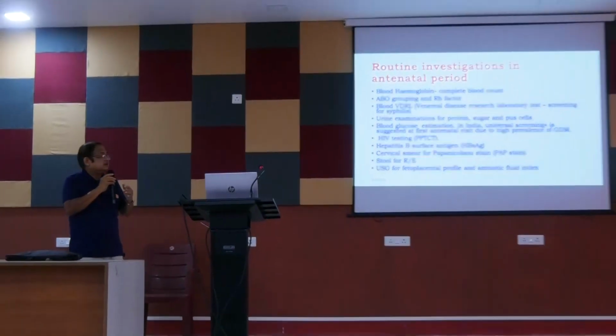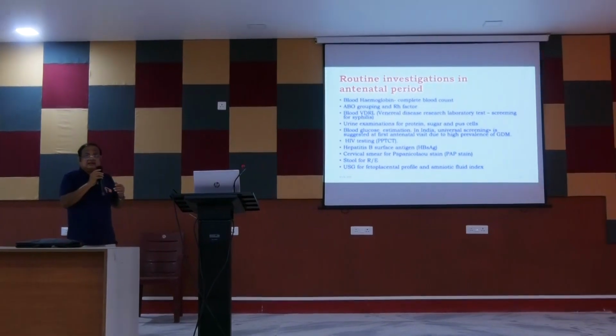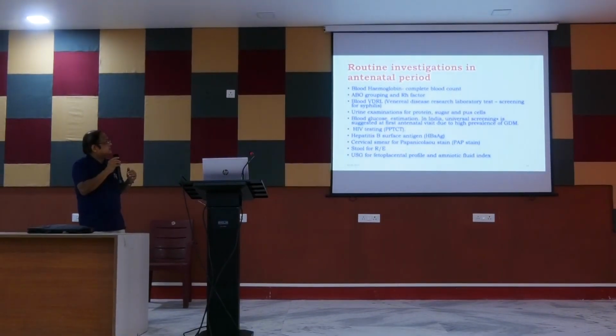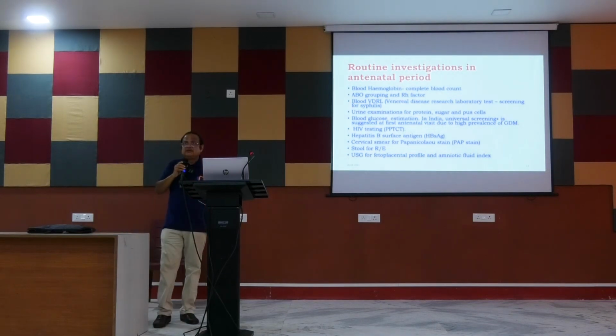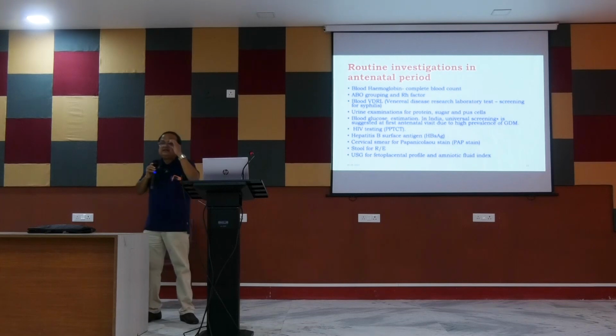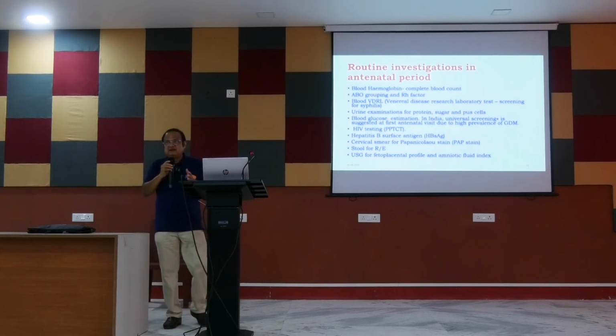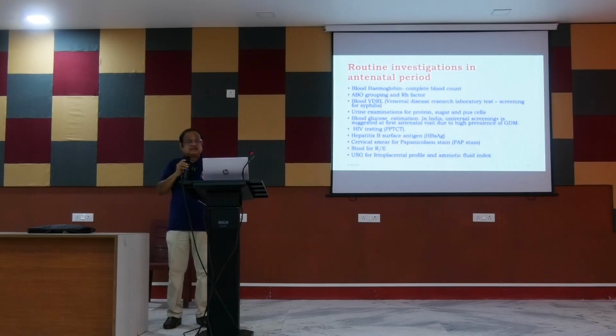And ABO-RH, I think many of you know from our ward class, and blood VDRL, that is for syphilis, the screening for syphilis. Urine examination, routine examination: the protein, sugar and pus cells. Blood glucose is very important. India is prevalent for diabetes, and Indian women are prevalent for diabetes. Routinely it is done. Universal screening is suggested for the antenatal visit due to the high prevalence of gestational diabetes.